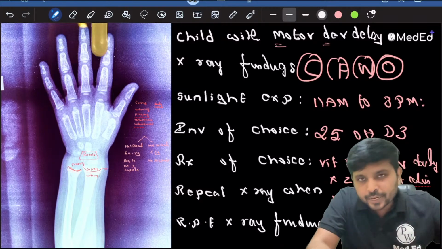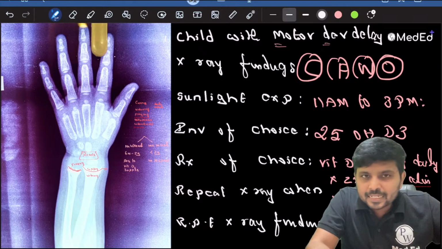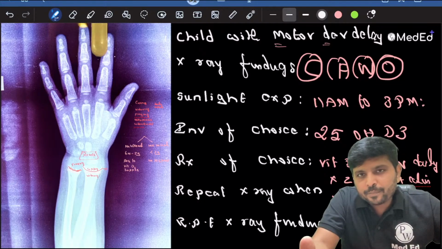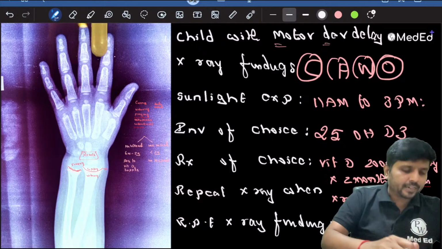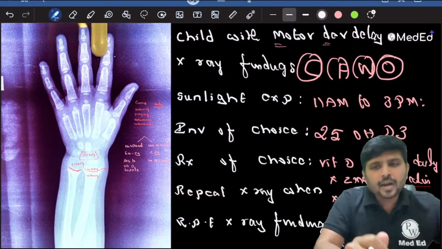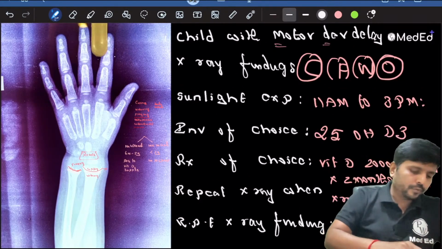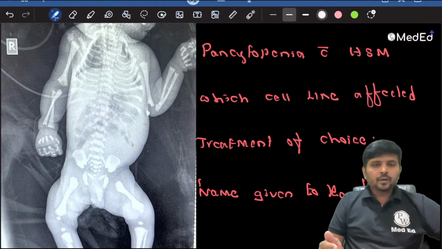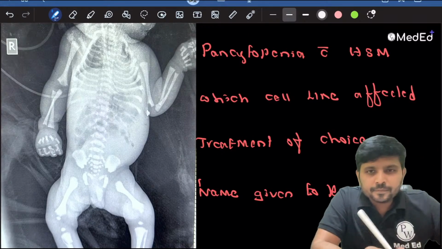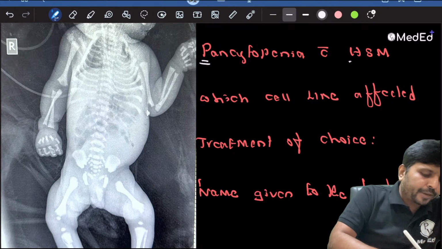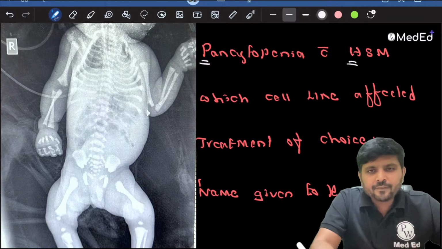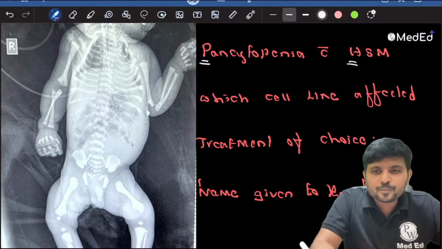And any child, when X-ray wrist is given, unless otherwise proved, you can presume that it is a case of nutritional rickets. Okay, cupping, fraying, widening, and generalized osteoporosis. What is this then? Can anyone tell me what is this? And the clue is this is an infant with pancytopenia and hepatosplenomegaly.